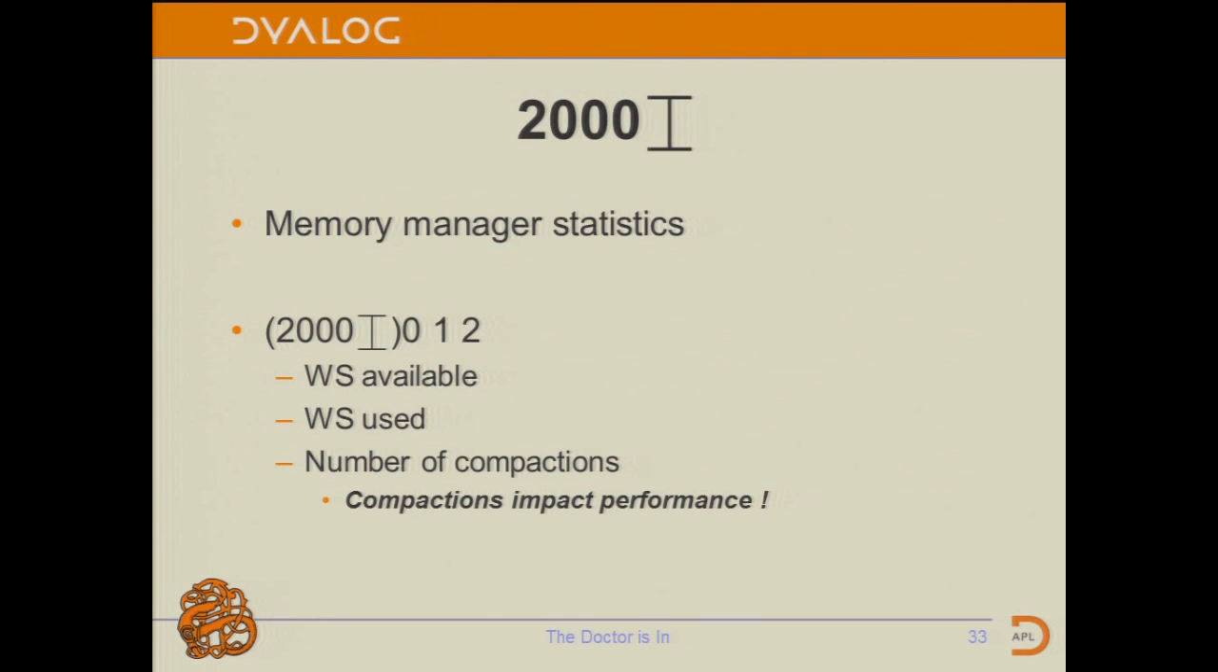Here's quite a useful little one. 2000 I-beam returns some memory manager statistics. I won't go into many at the moment, other than to say that 2000 I-beam 2 returns the number of compactions in your APL session since you started it. Compactions impact performance. What a compaction does is it squashes everything up to the beginning of the workspace, and that's quite a slow operation. So if you see that you are getting a high number of compactions, where high is a number that I'll leave you to define in your environment, then probably you might need to either increase maxws to give yourself a bigger workspace size, or you need to do some spring cleaning on the workspace.